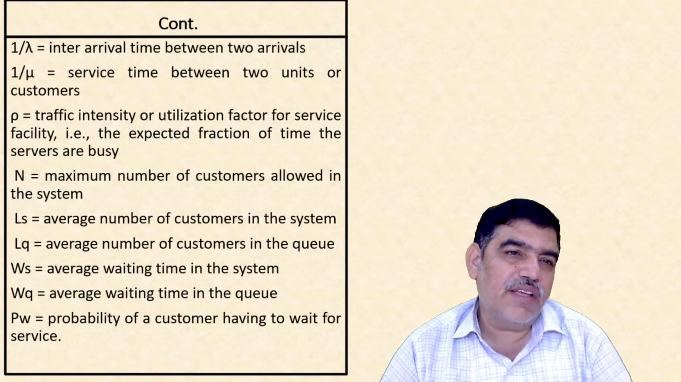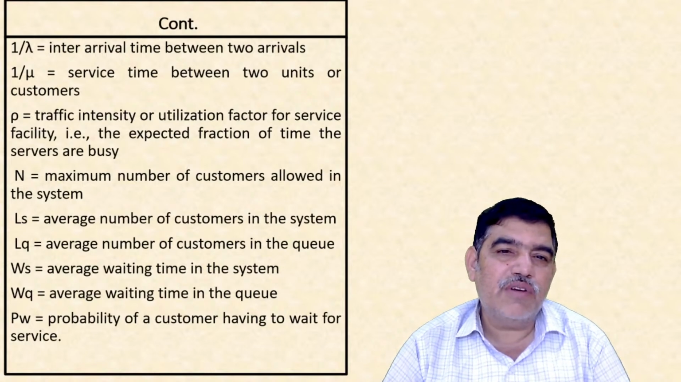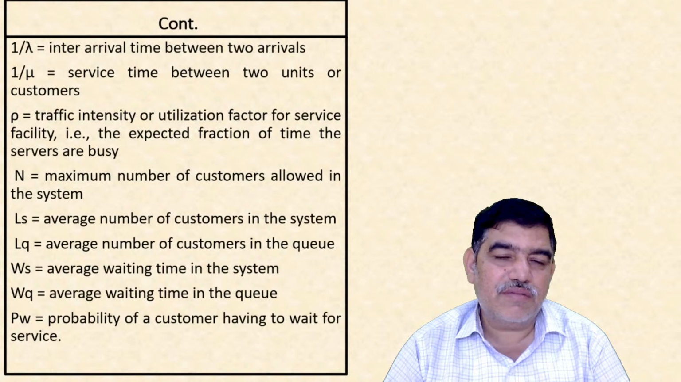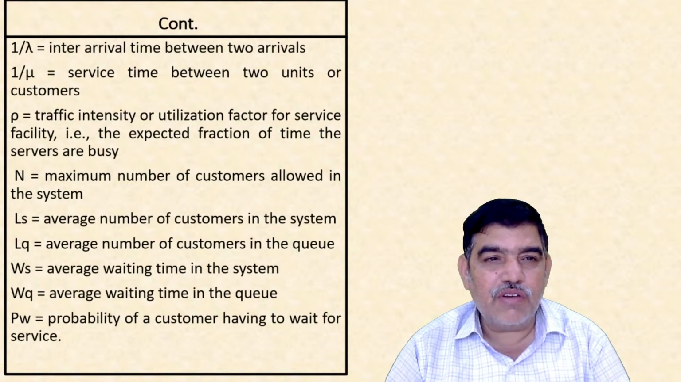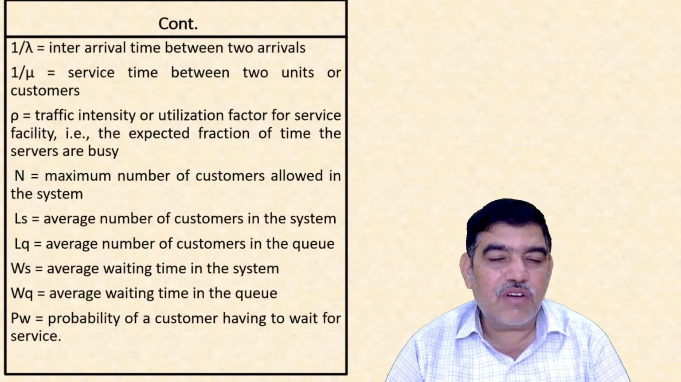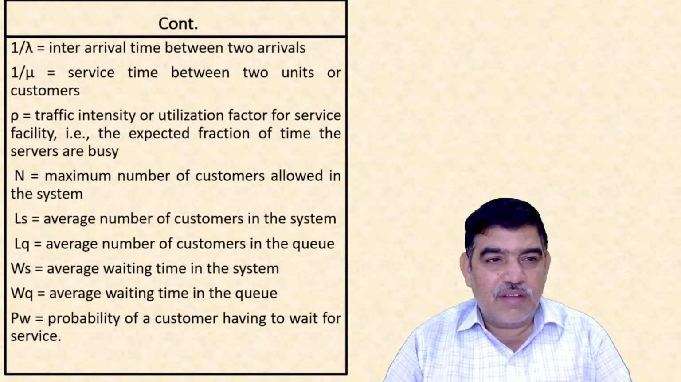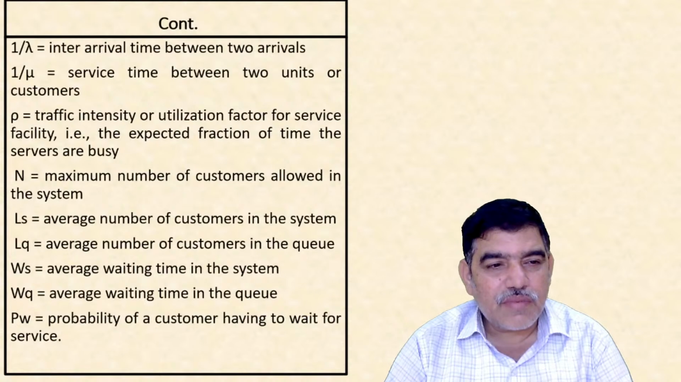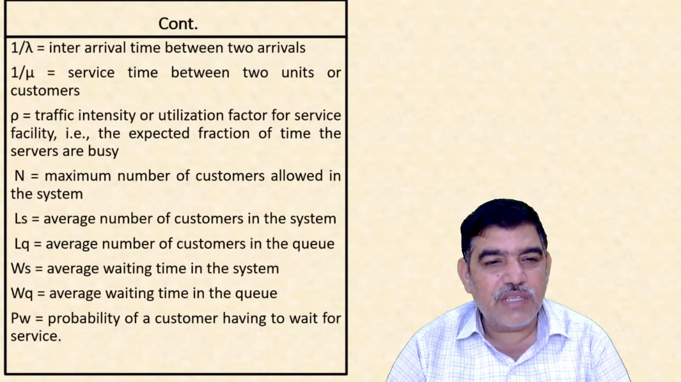1 by lambda equals the inter-arrival time between two arrivals. Hence we have to find the interval time between two customers' arrivals. 1 by mu equals the service time between two units or customers. Then capital N equals the maximum number of customers allowed in the system.